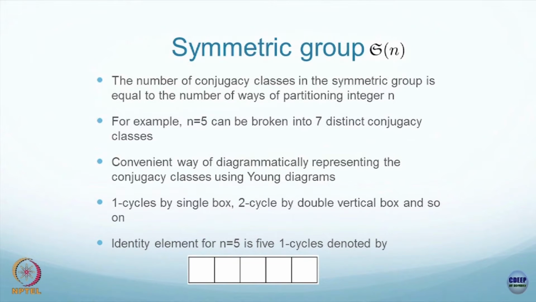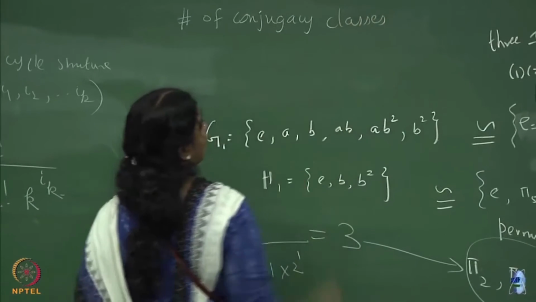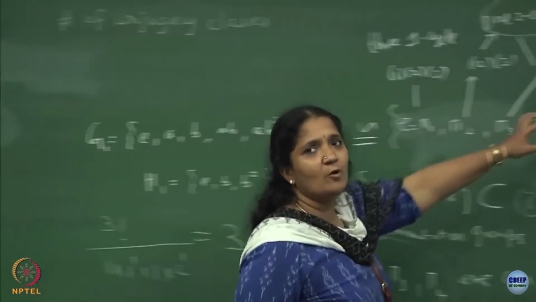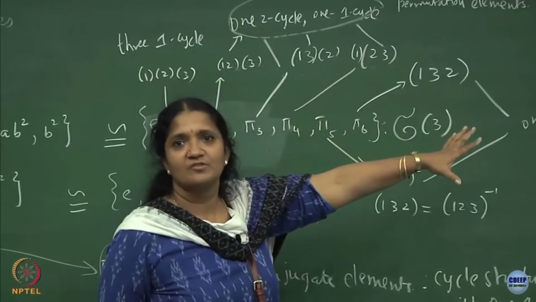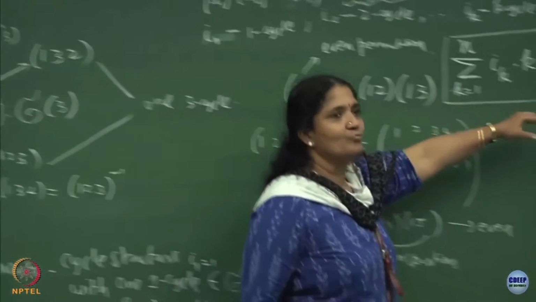Okay, the next step is, given a group, how many conjugacy classes? That is the next one, right. So, we need to worry about how many conjugacy classes there are. In this particular example you have 3 conjugacy classes, 3 distinct cycle structures. What does that tell you? What does this condition tell you?